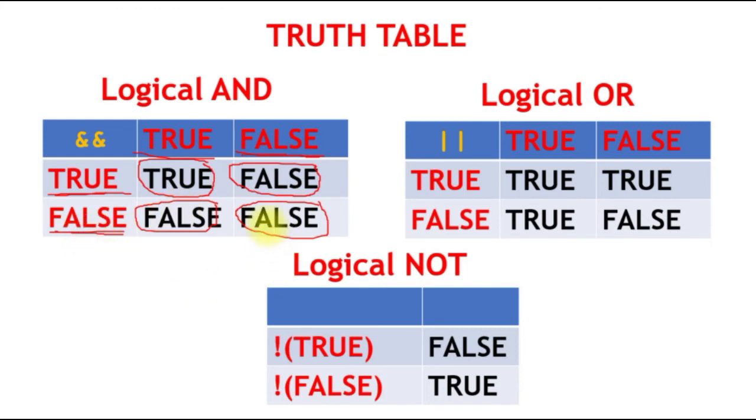Next is false and false or 0 times 0. The answer is 0. So, kapag hindi pa kabisado yung logical AND, isipin nyo lagi yung multiplication natin. Yung true, gawin yung 1. Yung false, gawin yung 0. So, kung ano yung maging sagot, kung 1 yung sagot, true yung equivalent. Kapag 0 yung sagot, ang equivalent ay false. Okay, ganun lang po. Next is logical OR.